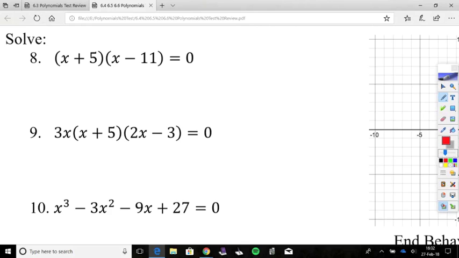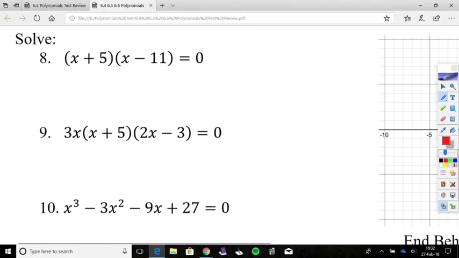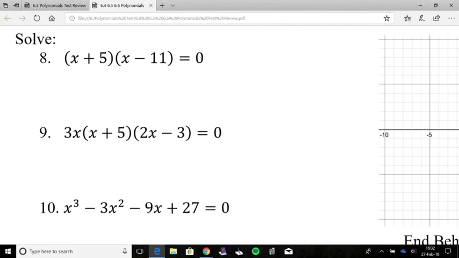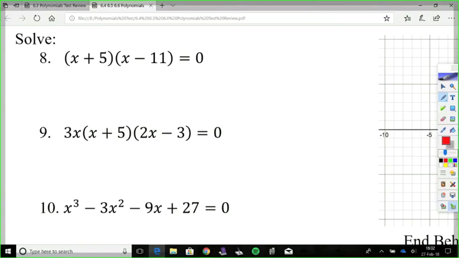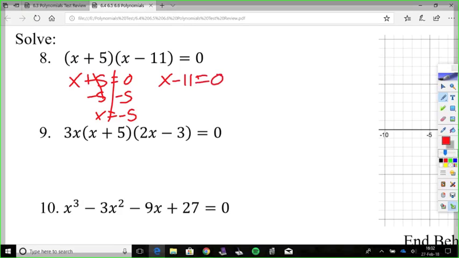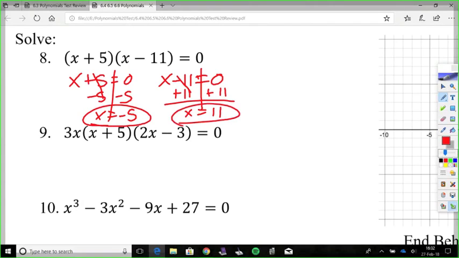So I have x plus 5. I'm going to take x plus 5 and individually set it equal to 0 and solve. So if I had x plus 5 equal to 0 and I solve it, I'm going to have x equal to negative 5. So that's part of the answer. And then we'll do the same thing for x minus 11. x minus 11 equals 0. You're going to solve it by adding 11 to both sides. And we're going to get x equal to 11. So there's your two answers. x equals negative 5 and x equals 11.